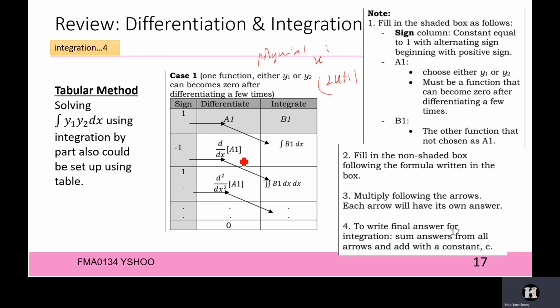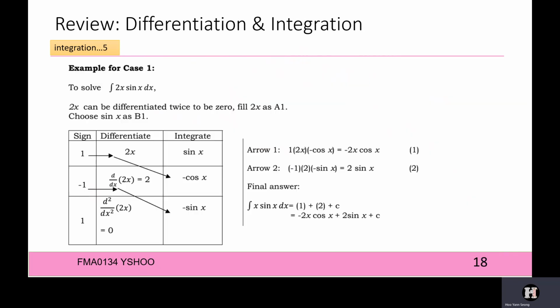The first column is the one you choose to differentiate, and after a few times of differentiating, it goes to 0. Then the second column will be the one you need to integrate many times. Okay, so now let us look at one of the examples. So, integrating 2x sine x, that is the question from before.